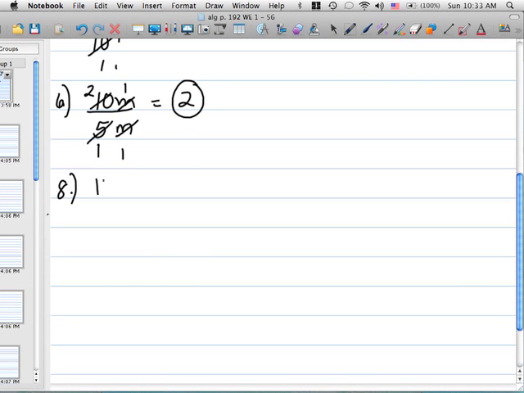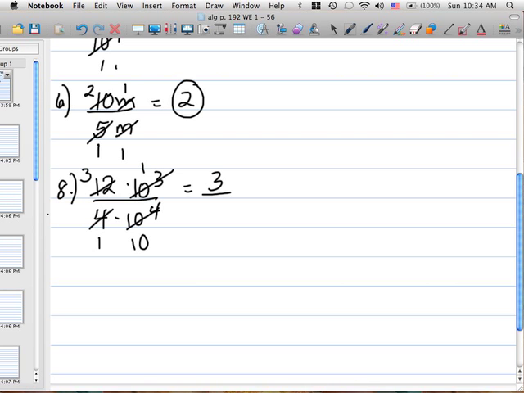Problem number 8, we have 12 times 10 to the 3rd over 4 times 10 to the 4th. Starting with the numbers, 4 goes into 4 once and into 12 3, and then we can do the powers of 10. There are 3 10s here and also 3 down there, so we can cancel out 3 10s, leaving 1 10 on the bottom. So we end up with 3 times 1 on top and 1 times 10 on the bottom, which is 3 tenths.